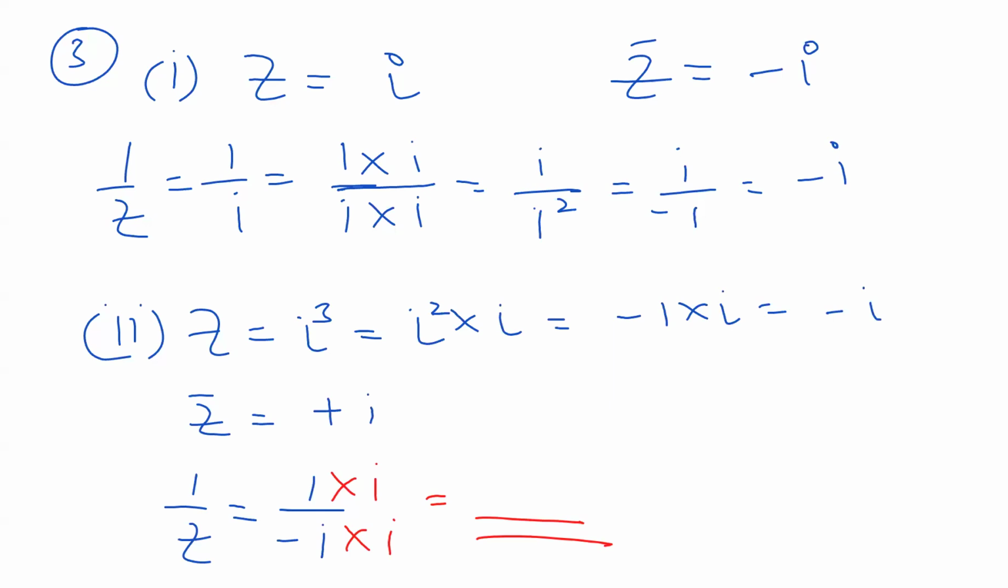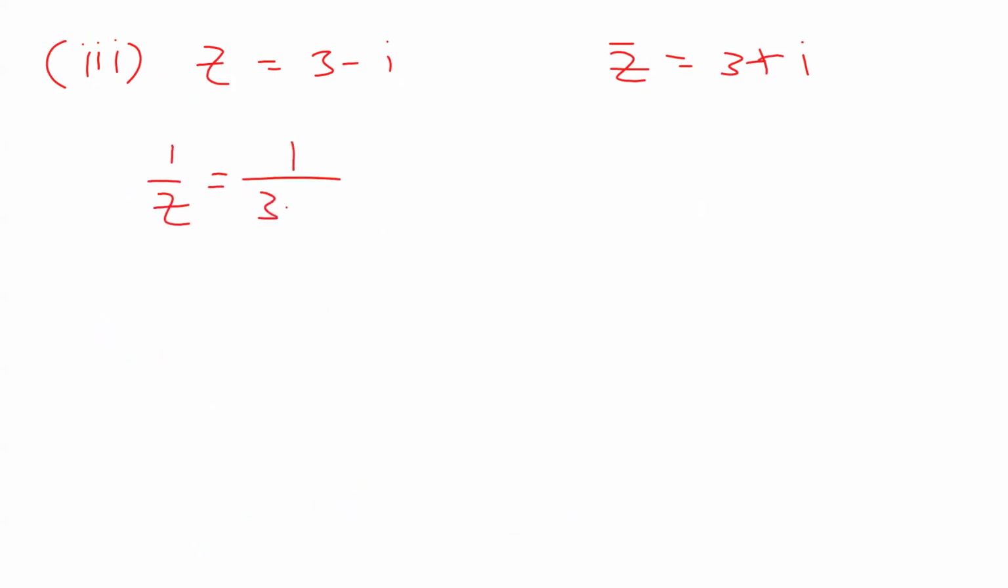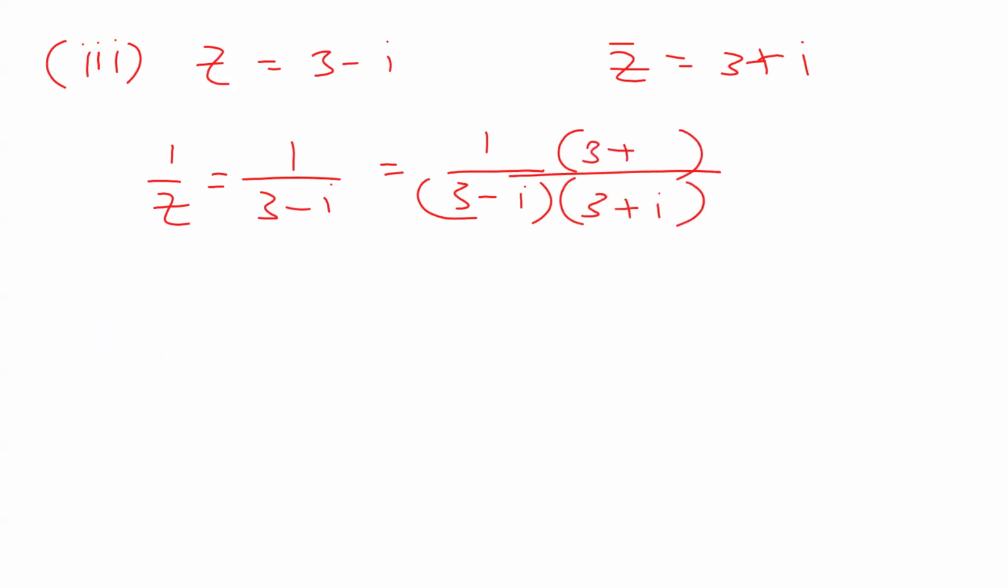Third one, third sub question. z = 3 - i. So z bar is equal to 3 + i. Okay. 1 upon z is equal to 1 upon (3 - i). So it's a proper format of a complex number in the denominator. So multiply and divide with the conjugate of the denominator. Okay. Multiply and divide with 3 + i. Fine. So this you can solve on your own because you know the technique how to solve.